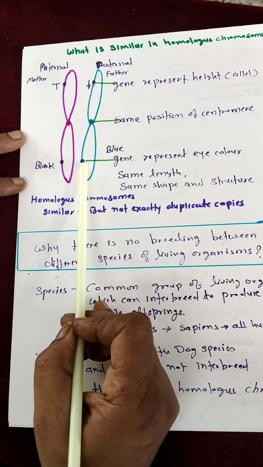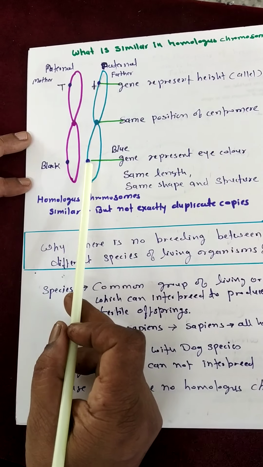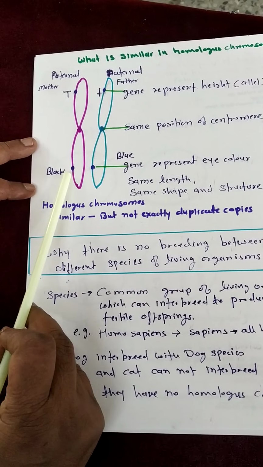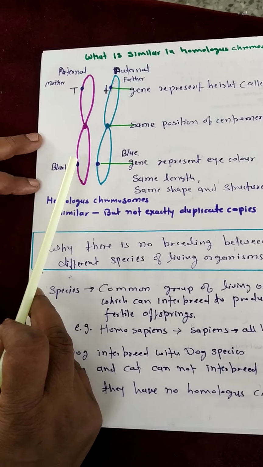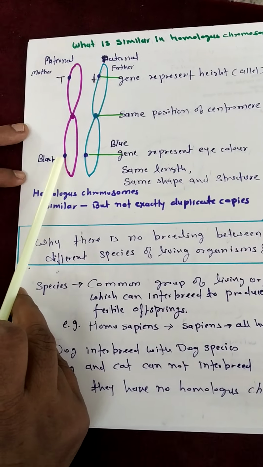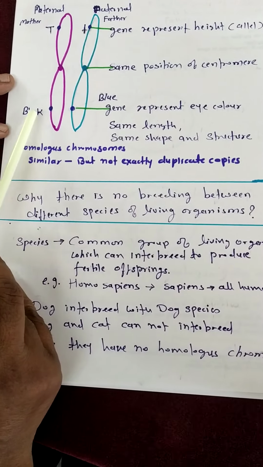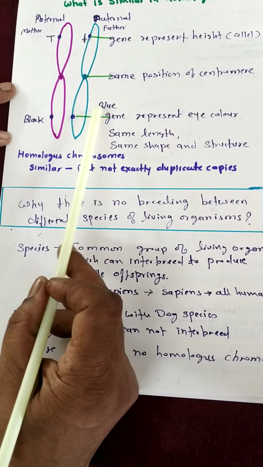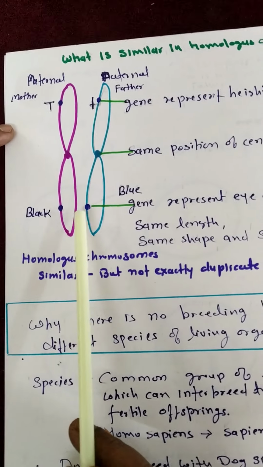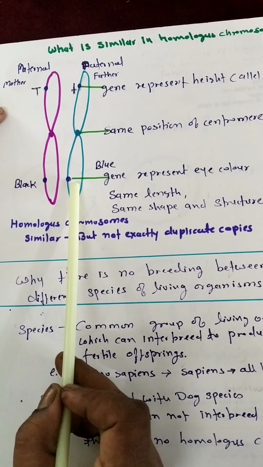Now see the second gene we have taken for the example. Suppose this is the position of another gene and this gene represents eye color. In the paternal chromosome, this gene represents eye color. Here also in the maternal chromosome, at the same position, there is a gene which also represents the color of the eye. But what may be the differences? If this gene represents black color, suppose this gene represents blue color. So similarities are there, but the genes may differ in their characters, here for black color or here for blue color.